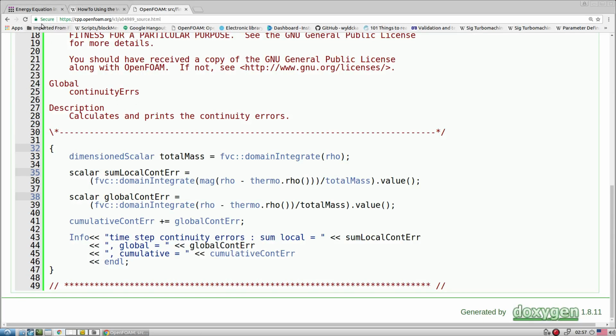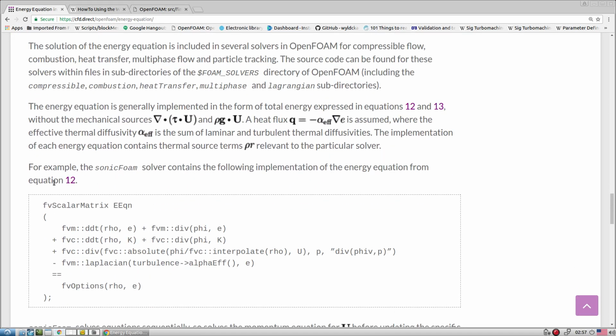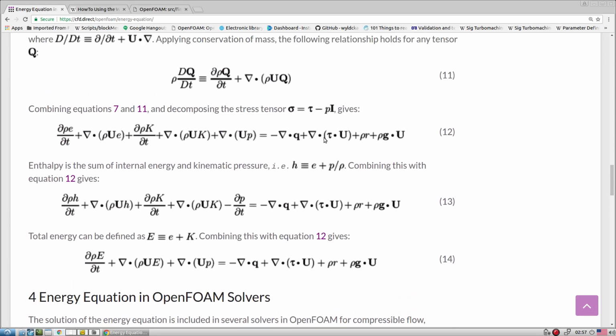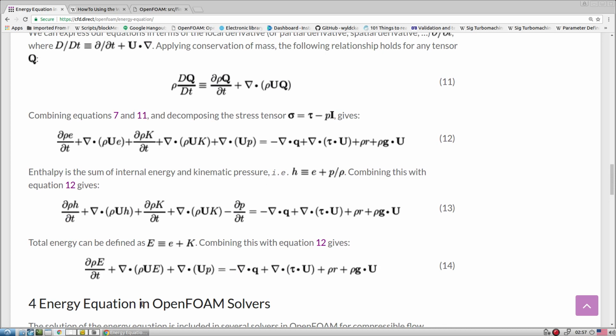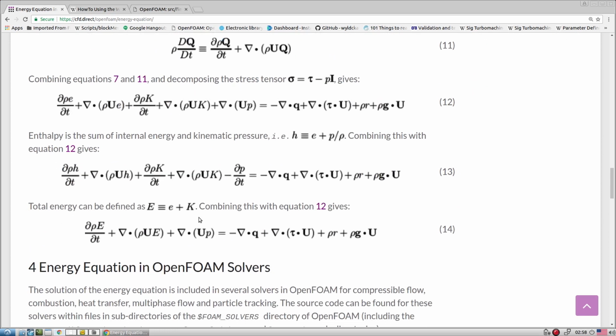Again, going back to here, when we talk about the sonic form, we rely on equation number 12. This equation is coded inside the sonic form. Try to compare this entire equation. Here we have alpha effective. What is alpha effective? Alpha effective is the effective thermal diffusivity. It is nothing but the combination of the laminar thermal diffusivity and the turbulent thermal diffusivity. That is what we require there.